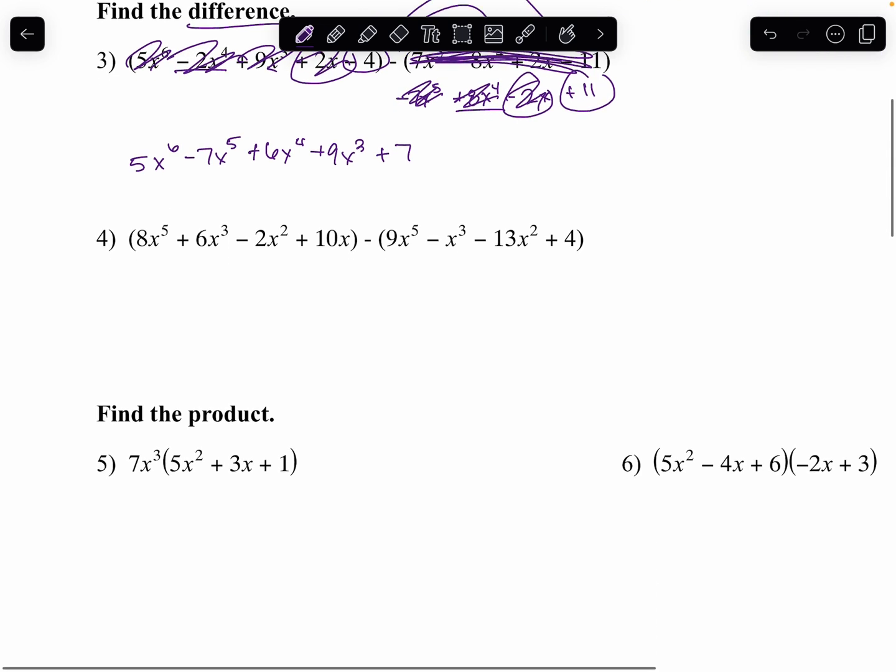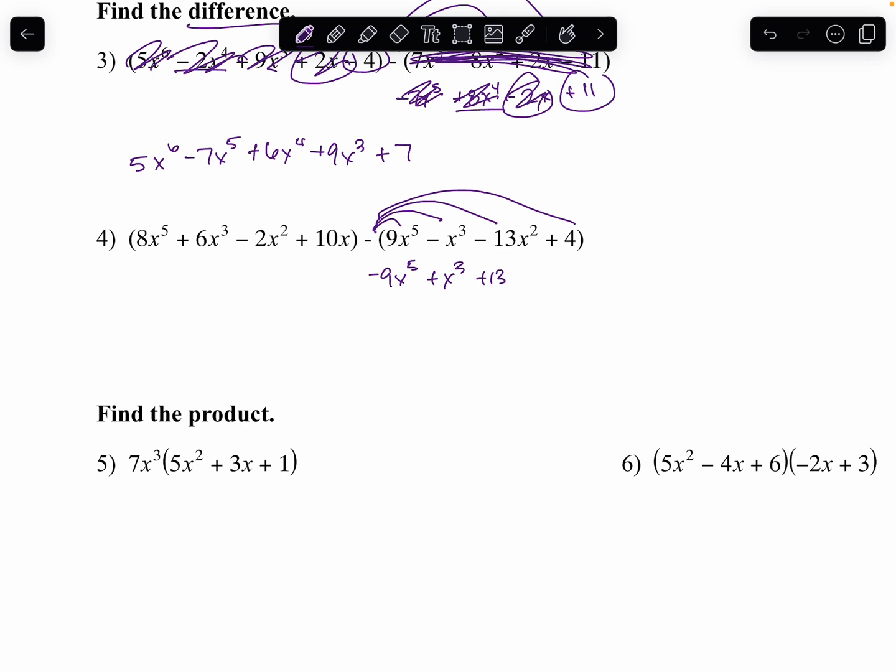Okay. Same with this one right here. I'm going to distribute the negative. That's going to be negative 9x to the 5th plus x to the 3rd plus 13x squared minus 4.